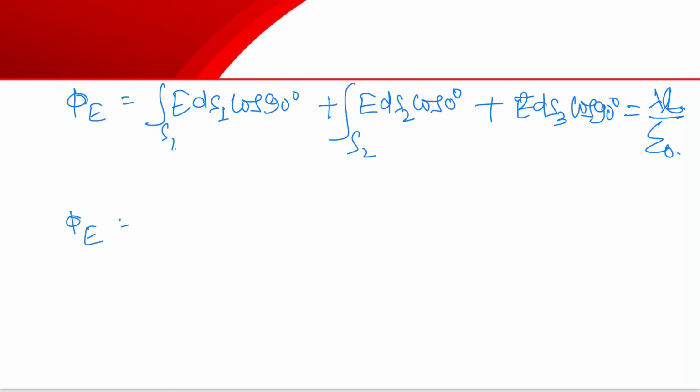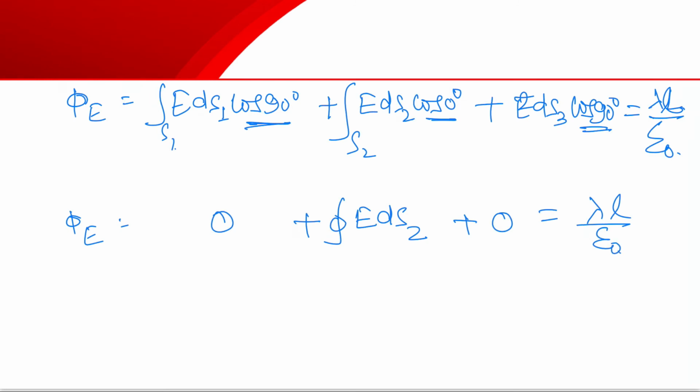Phi E will be equal to this: due to cos 90 this portion will be 0, due to cos 0 this will be the integration of E ds2, and again due to cos 90 this will be 0, and that will be equal to lambda L upon epsilon naught. For Q we have written lambda L because lambda is the charge density and L is the length. So phi E becomes the integration of E ds2, equal to lambda L upon epsilon naught.